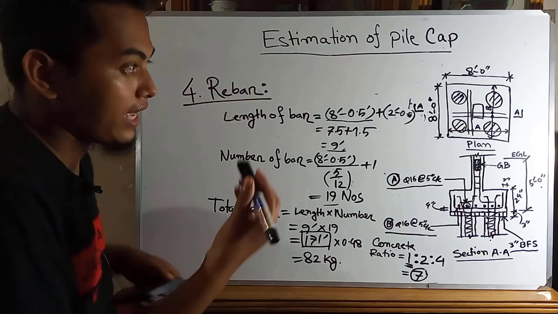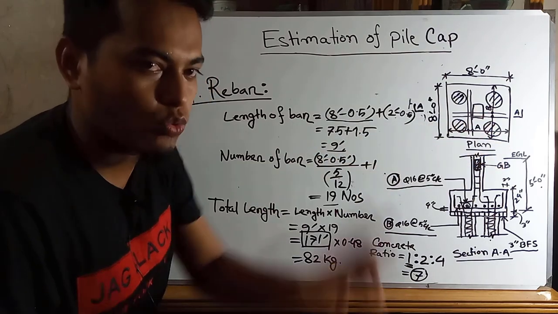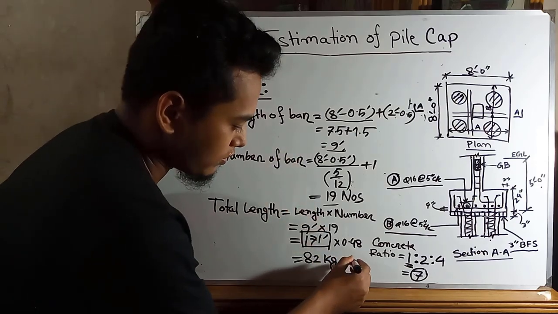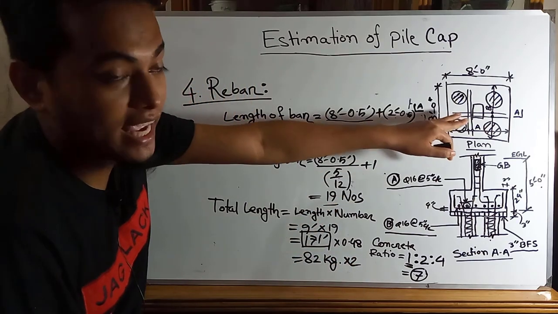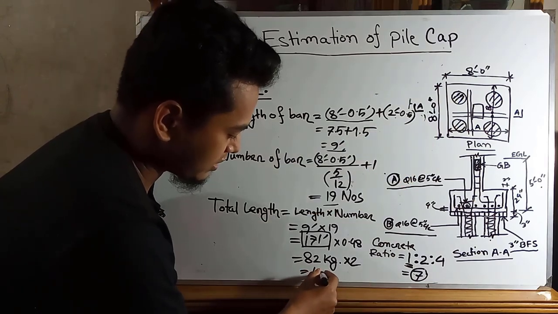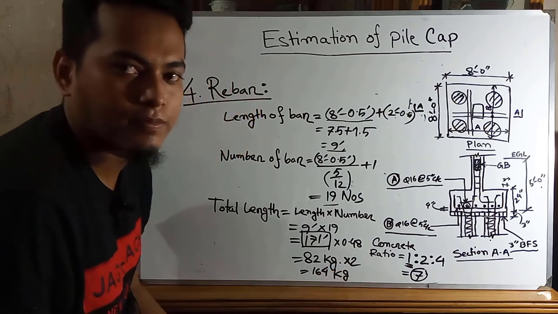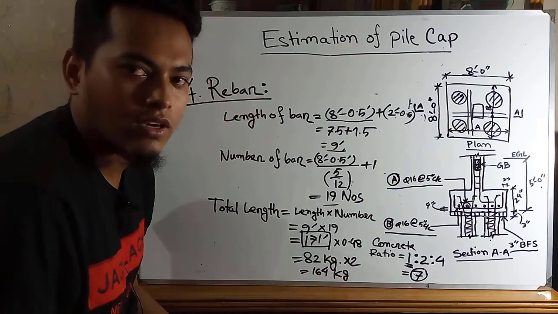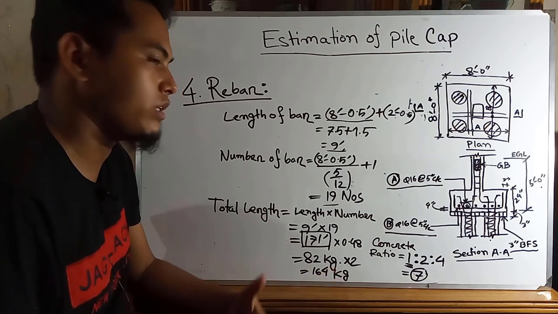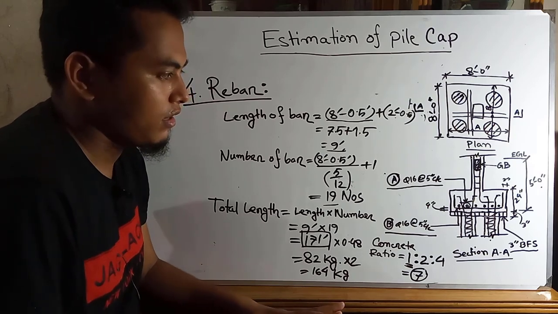And this is for one direction, I mean A, 82 kg. So now we multiply it by 2 for both sides, I mean A and B. So we find 164 kg. Okay. 164 kg. So the total rebar we use for this pile cap is 164 kg.